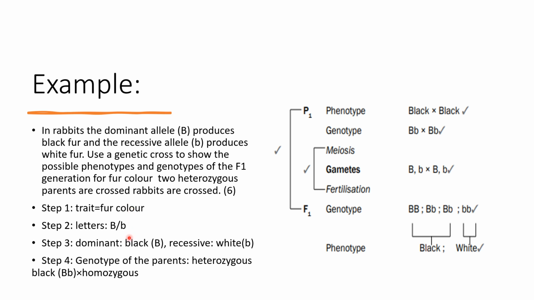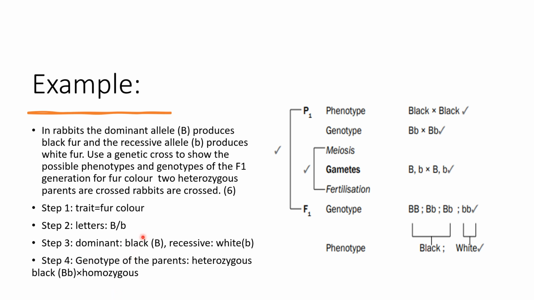And then if you're looking at the same characteristic, you need to use the same letter for that particular characteristic. If you're looking at the fur color and we're using B, then you have to make sure that you use B for both the dominant and the recessive, depending on which one is dominant and which one is recessive. The dominant one is going to take the capital letter, then the recessive one is going to take the lowercase letter.